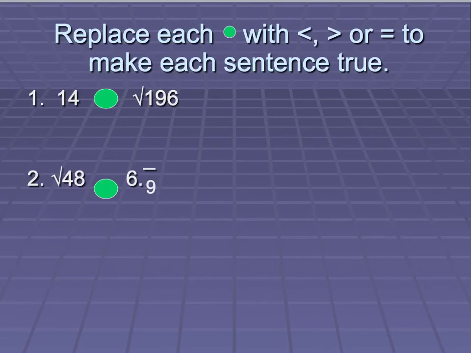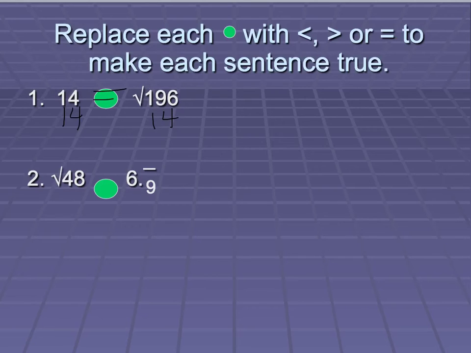Okay, so here we want to compare to make this sentence true. In order to compare, you need to figure out what the square root of 196 is. And actually, the square root of 196 is 14. Okay, so now I'm comparing 14 and 14, so these are going to be equal to each other.